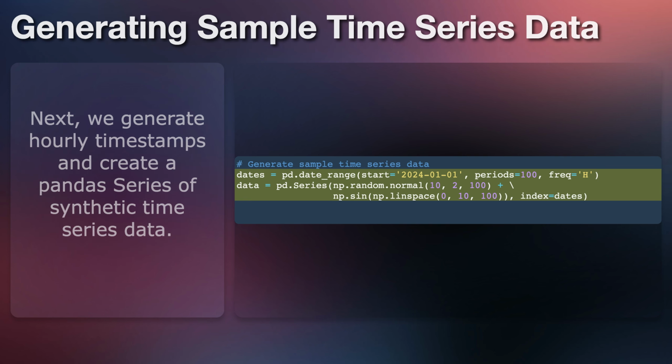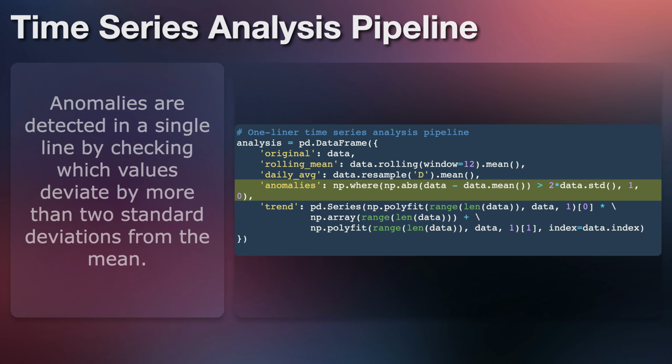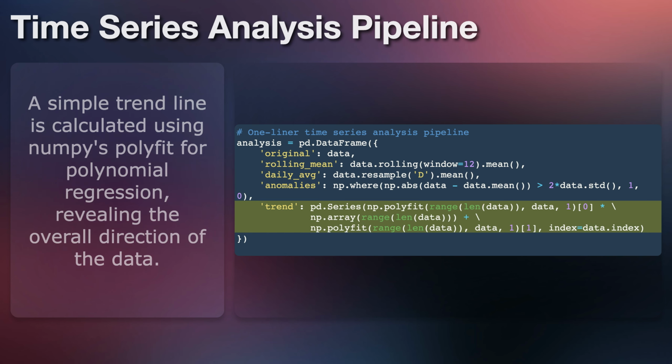We construct a data frame that brings together several core time series features, each calculated in a one-liner. The daily average is computed using pandas resample and mean methods for each day within the hourly data. Anomalies are detected in a single line by checking which values deviate by more than 2 standard deviations from the mean. A simple trend line is calculated using NumPy's polyfit for polynomial regression, revealing the overall direction of the data.